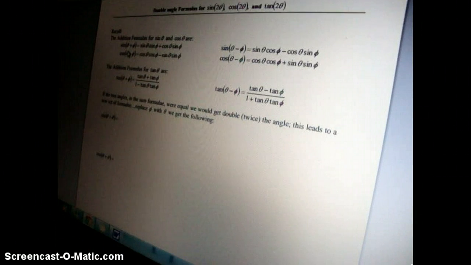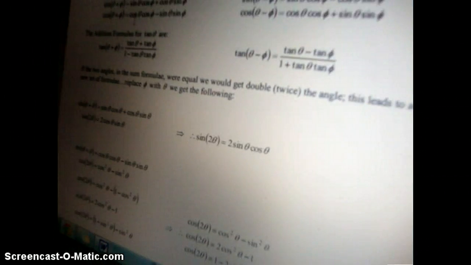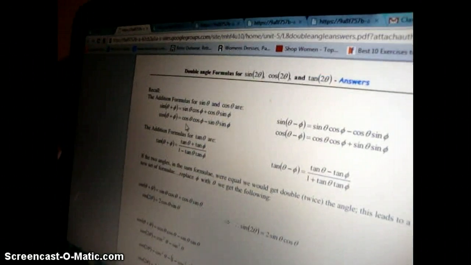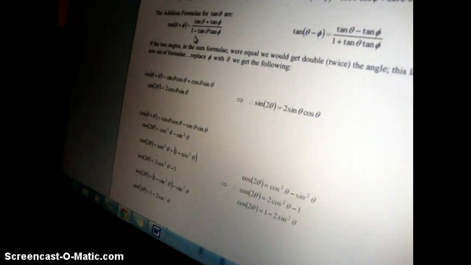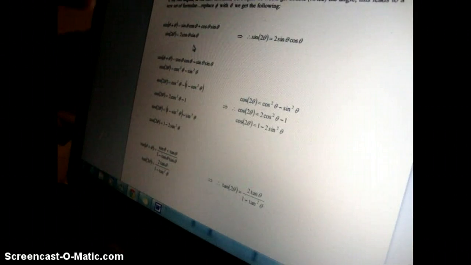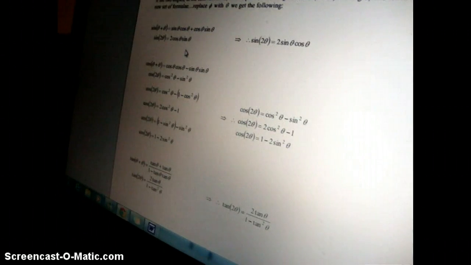Sometimes in our lessons, we have example problems which actually go through each step, or we can just take a look at the answers to the double angle lessons. And the lessons are really great because instead of just giving us an answer, it goes through all the steps and we can pinpoint what mistake we made.